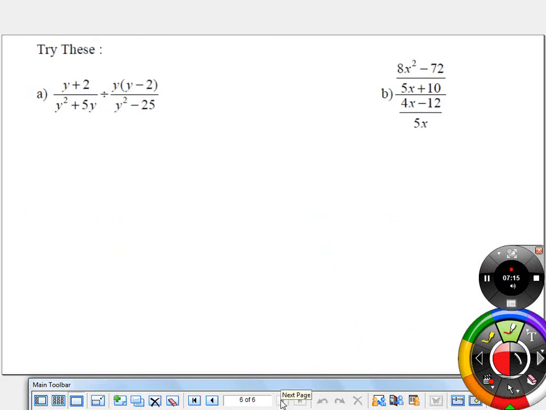All right, so again, there's a couple of problems for you to try. If you have any questions, then come in and ask. So hopefully this was a good quick review on simplifying, multiplying, and dividing rational expressions.